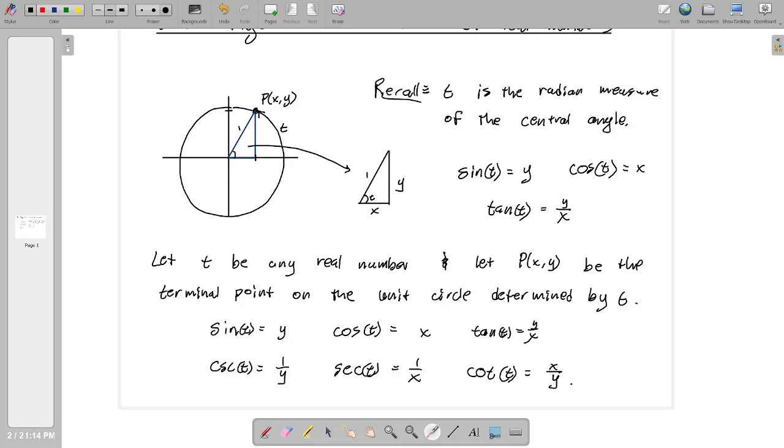This also shows that cosecant is the same thing as 1 over sine. Sine is equal to y, and we have 1 over y, so this is the same thing as 1 over sine. Similarly, secant is the reciprocal of cosine, and cotangent is the reciprocal of tangent. Also, tangent is y divided by x, which means it's sine divided by cosine. Cotangent would be cosine divided by sine.